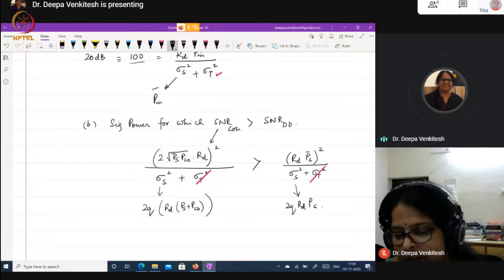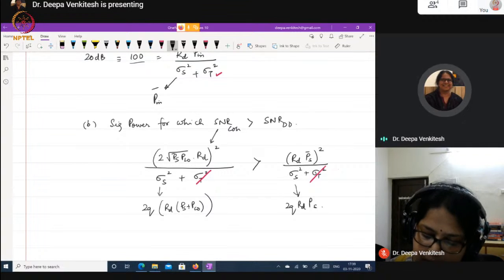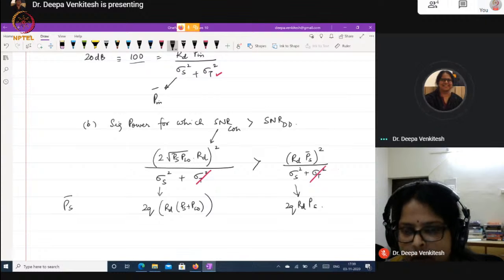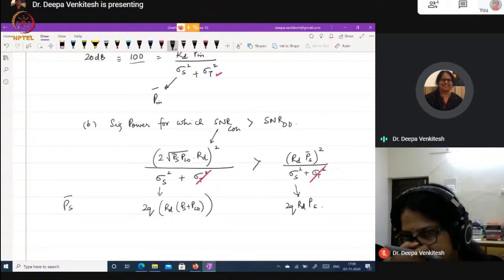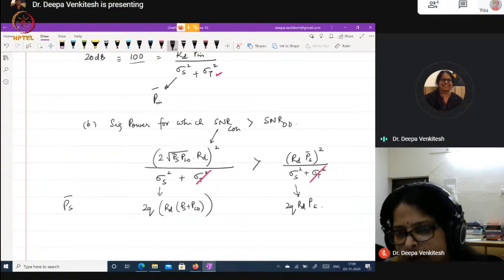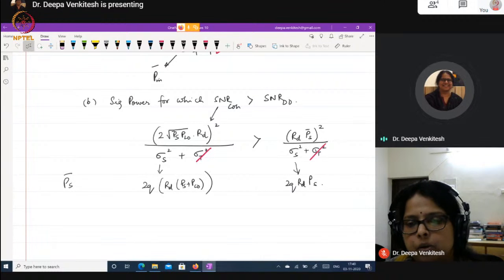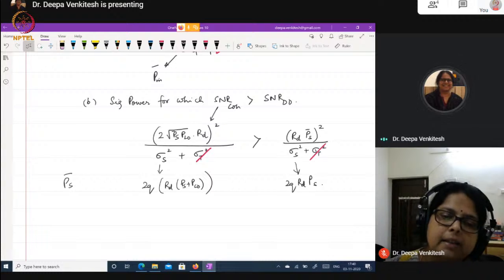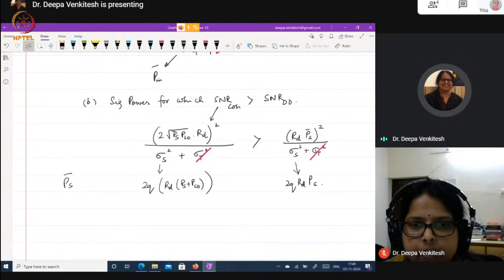So substituting, you can find out what is the PS for which this condition is satisfied. And you will end up getting a quadratic equation, or probably an equation in PS, and you will realize that only when PS is at least equal to PLO, or when PLO is at least equal to PS, you will get both as equal SNR, and that is to be intuitively expected.